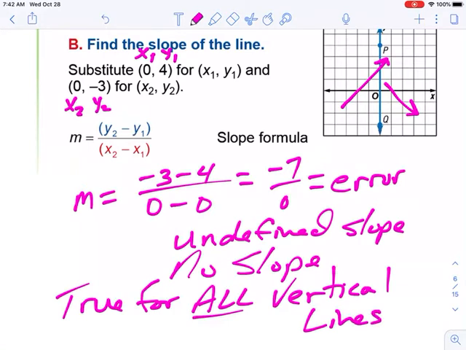True for all vertical lines. No slope. Here's the answer. No slope.